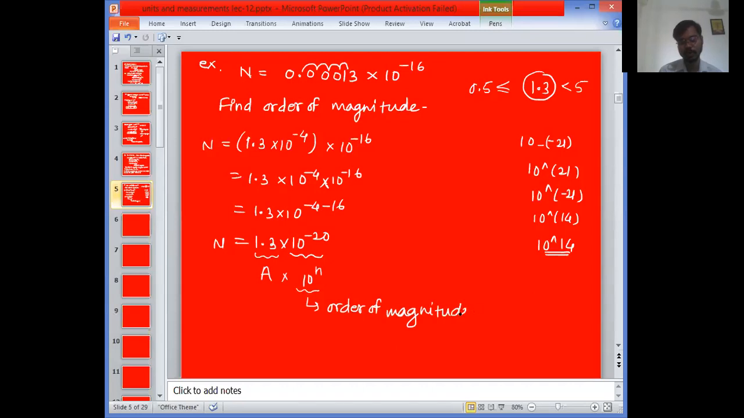The order of magnitude, look children, what did you get? You got 10 raised to minus 20. 10 raised to minus 20. Let me know in the chat box. Is this clear?